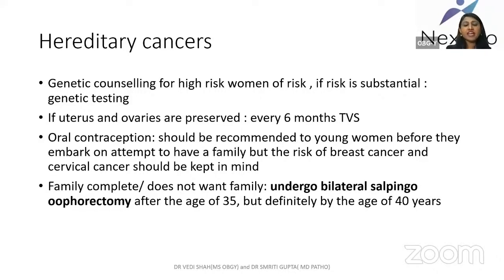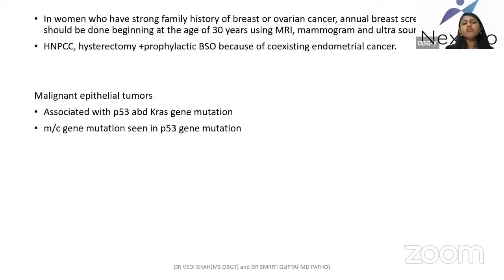This is going to be prophylactic bilateral salpingo-oophorectomy after the age of 35 years, but definitely not beyond 40 years of age. If the woman has a strong family history of breast or ovarian cancer, then along with the ovarian cancer screening with transvaginal ultrasound, she also has to go for annual breast screening that should begin by the age of 30 years using MRI, mammogram or ultrasound.